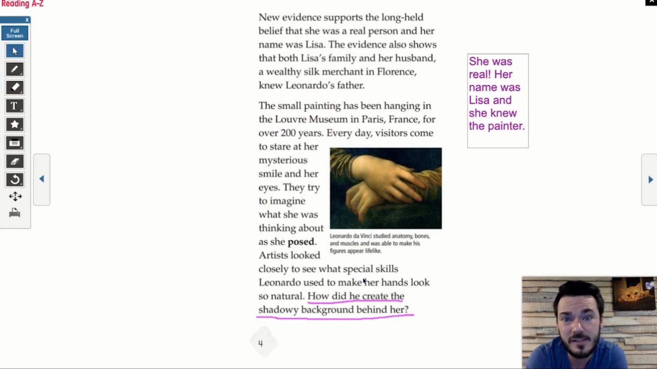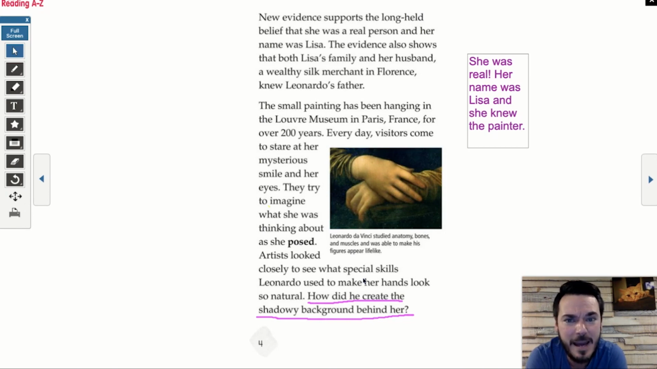New evidence supports the long-held belief that she was a real person, and her name was Lisa. The evidence also shows that both Lisa's family and her husband, a wealthy silk merchant in Florence, knew Leonardo's father. The small painting has been hanging in the Louvre Museum in Paris, France for over 200 years. Every day, visitors come to stare at her mysterious smile and her eyes. They try to imagine what she was thinking about as she posed. Artists looked closely to see what special skills Leonardo used to make her hands look so natural. How did he create the shadowy background behind her?